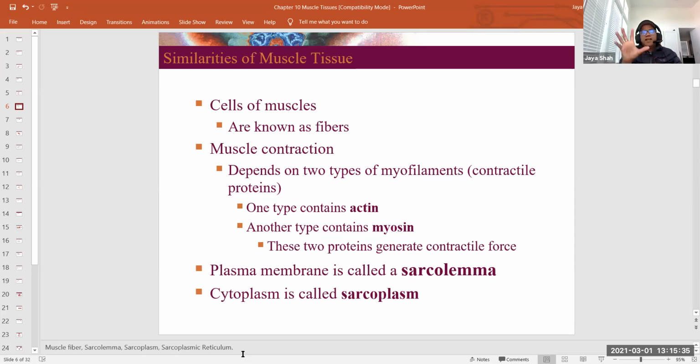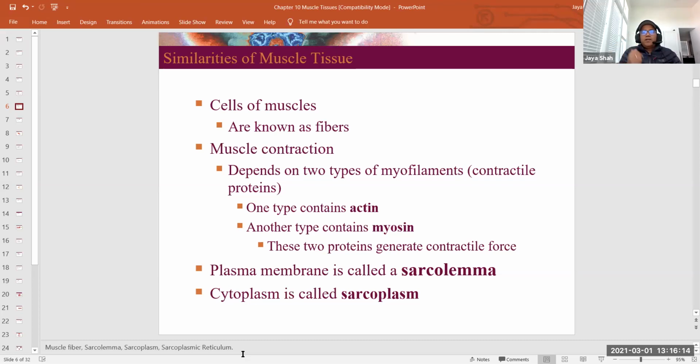So muscle cells have their own specific names. Number one, a muscle cell is called a muscle fiber. The outer membrane of the muscle cell is called the sarcolemma. Inside the muscle cell, the cytoplasm is called sarcoplasm. The smooth endoplasmic reticulum is called the sarcoplasmic reticulum, and the sarcoplasmic reticulum inside the muscle cell has one special function.